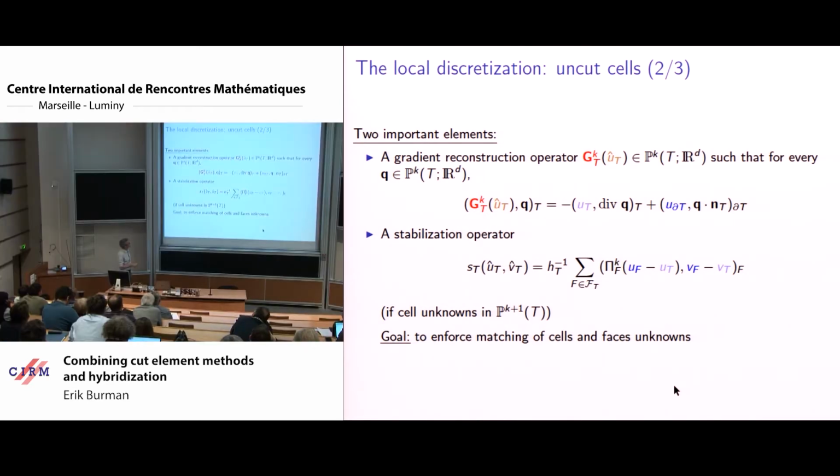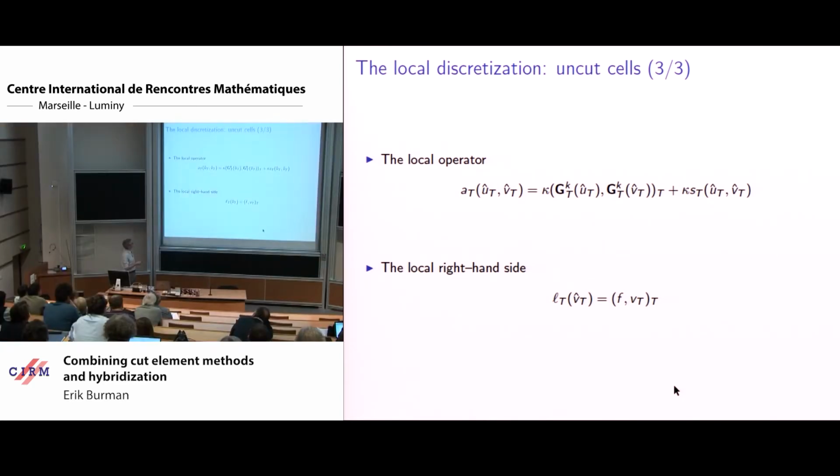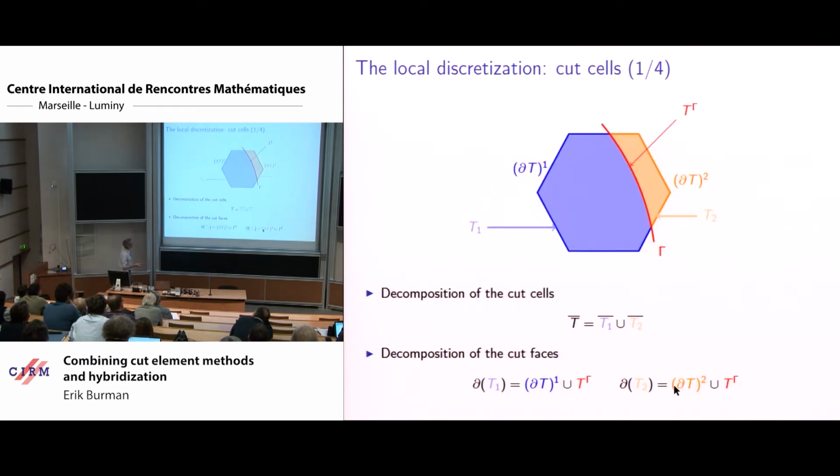Now I wrote this in this simple form. For the uncut cells, there is a more advanced form that allows you to prove better estimates. But this is what we'll use on the cut cells, so I put it here as well. Okay, so once you have reconstructed, and once you have your stabilization operator, you can define your local operator, this form, and the local right-hand side. And that gives you the uncut cells. This is standard. What about the cut cells?